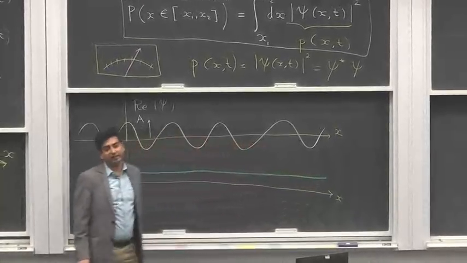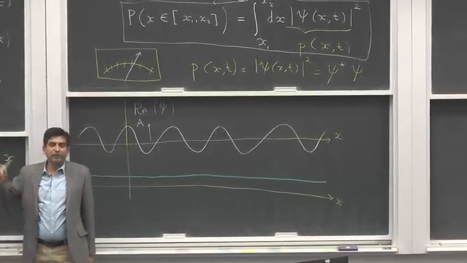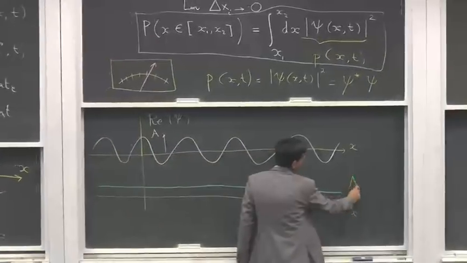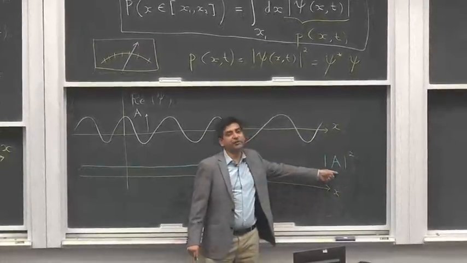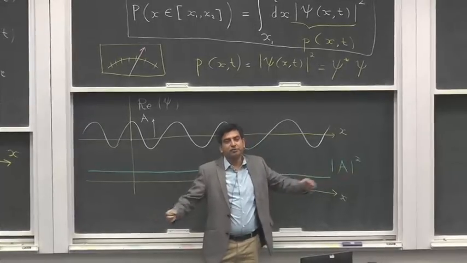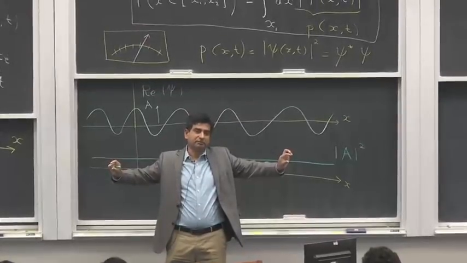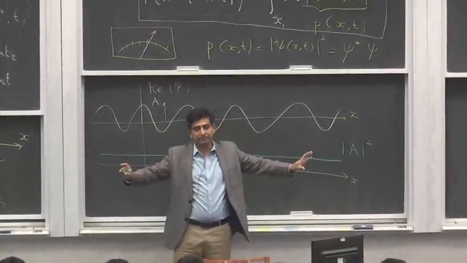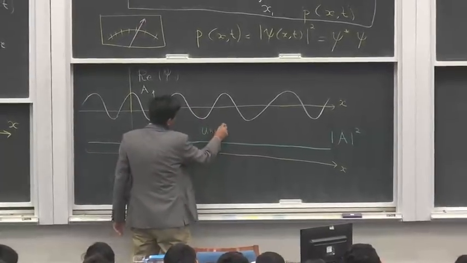So my probability density is going to be a straight line. With this wave function, it's a straight line of height A modulus squared. If A itself is real, I don't have to put the modulus sign, but A can also be complex. So it's a uniform probability distribution. Because it's independent of x, it's independent of time. It's a straight line. It's a uniform probability distribution.